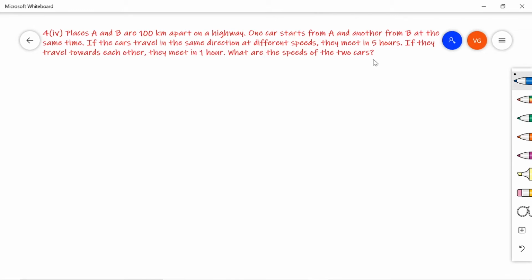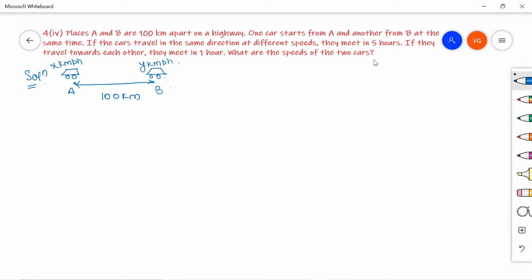So just visualize this problem with a small diagram. Let us say you are given two places A and B, and the distance between points A and B is 100 kilometers. One car started at point A, and another car started at point B, with different speeds. Let us say the first has a speed of x kilometers per hour, and the car that started from point B has a speed of y kilometers per hour.